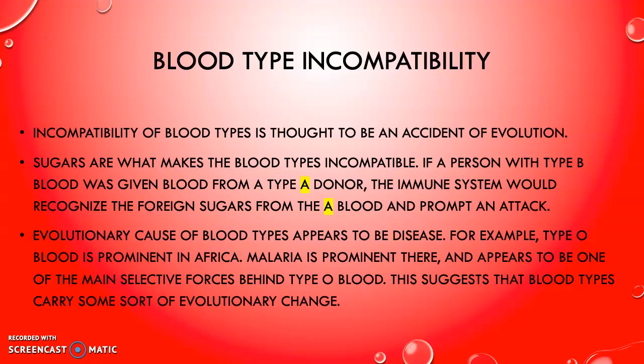The evolutionary cause of blood types appears to be disease. For example, type O blood is prominent in Africa, and malaria is very prominent there, as we all know. And it appears to be one of the main selective forces behind the type O blood. And this suggests that blood types carry some sort of evolutionary change behind them.